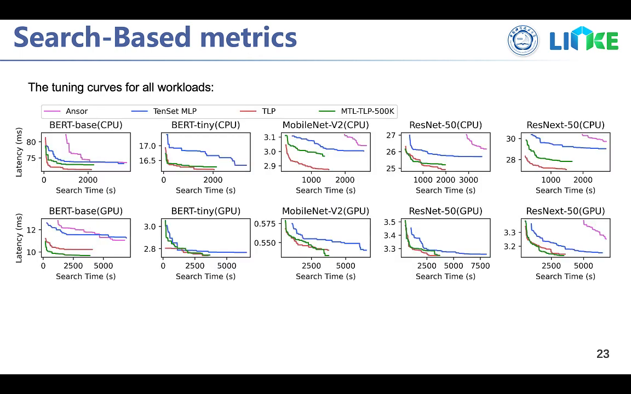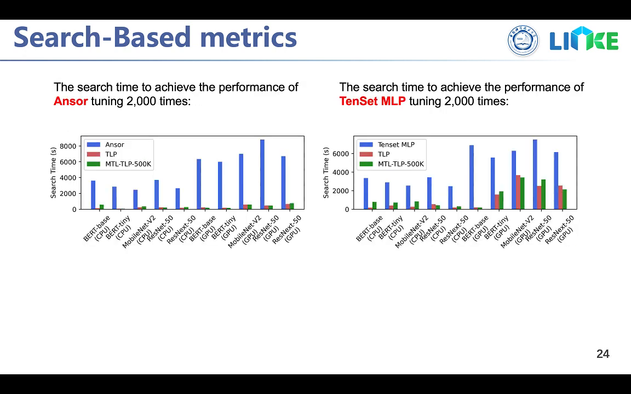Here are the tuning curves for 5 workloads on CPU and GPU. The horizontal axis represents search time, while the vertical axis represents inference latency. These curves demonstrate that TLP and MTL-TLP can converge to lower values faster. These two graphs depict the search time required to achieve the performance of Ansor and Tensor MLP tuning 2,000 times. The results indicate that TLP and MTL-TLP can significantly reduce search time.